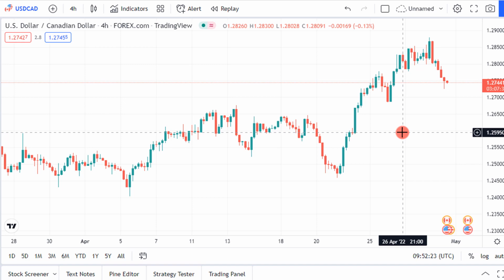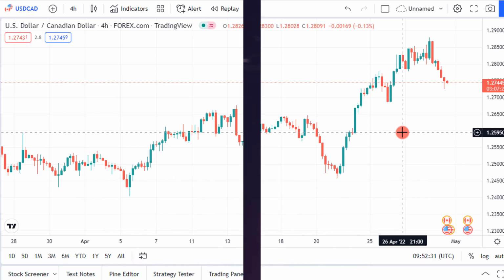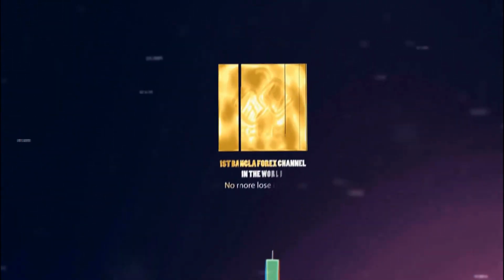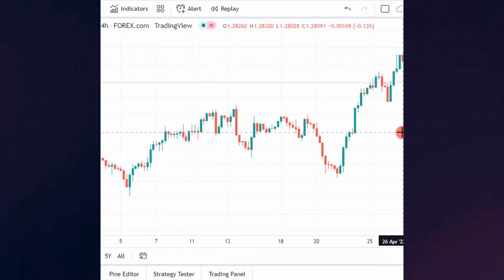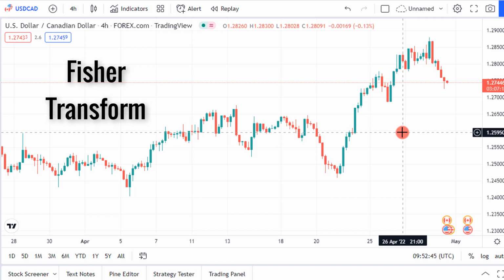Our main topics are how to follow this strategy, how to do the analysis, and how to take entry with setting up SL and TP. So stay with us, and I am an official member of FOREX BD. I hope you all are well. First of all, we have to set up an indicator to follow the strategy that we share today, and the name of that indicator is Fisher Transform.